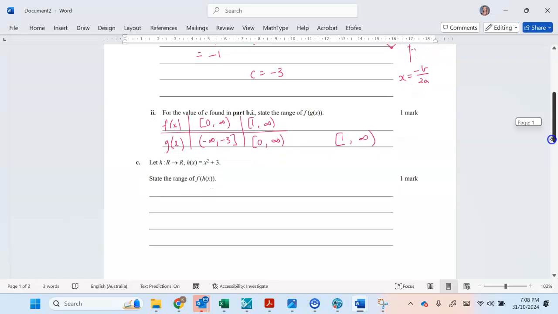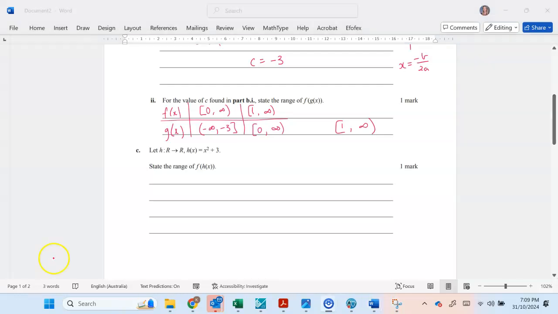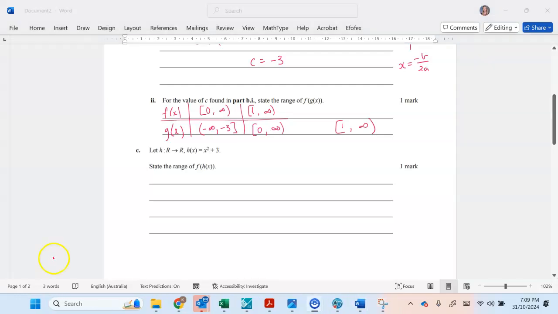All right. Let h of x be equal to x squared plus 3. State the range of f of h of x. I'm just going to check that it is defined, so I probably don't need to do that, but I will.